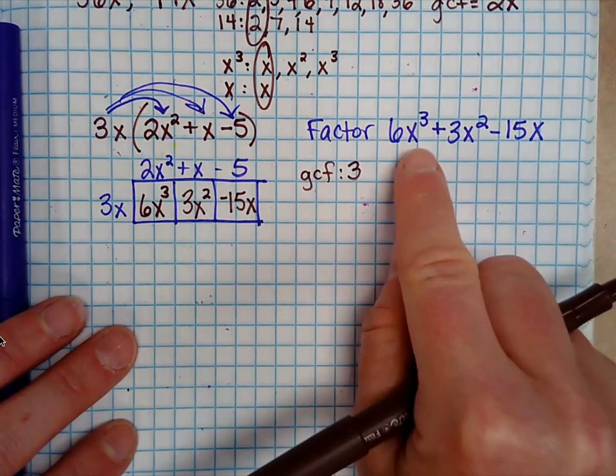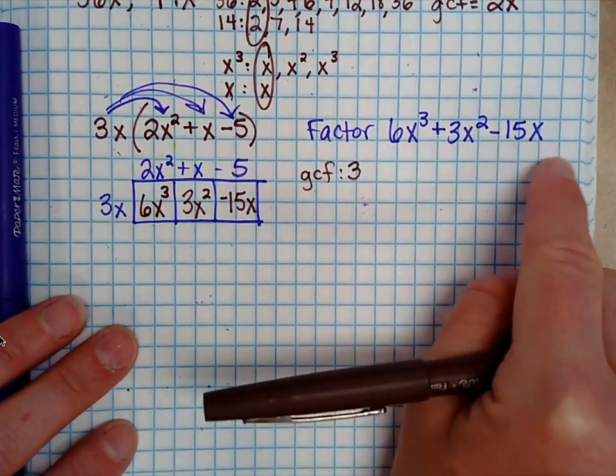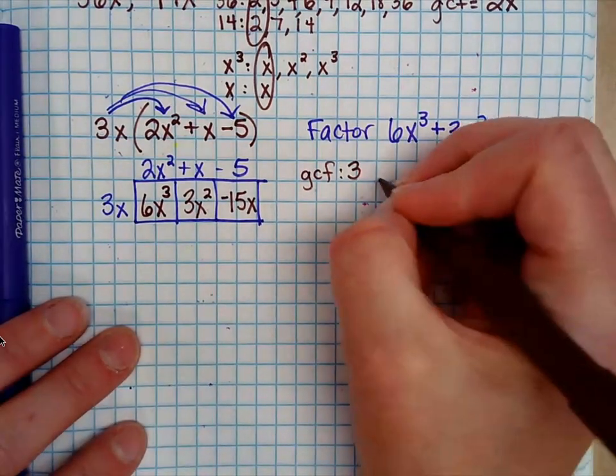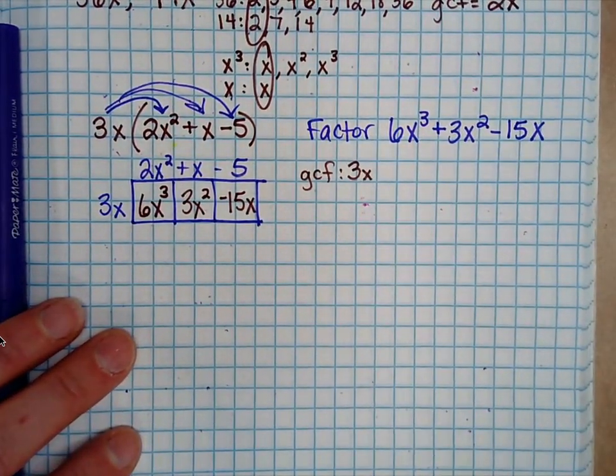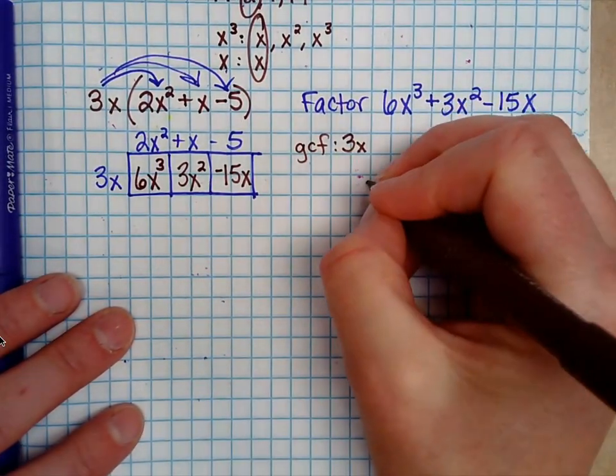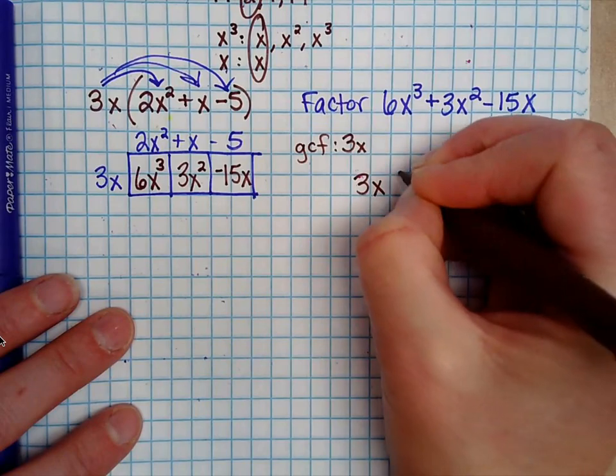And then they have an x cubed, an x squared, and an x. So they all have in common at least one x. So we can factor out an x. So we know our GCF. So now we're going to put that outside the parentheses like this.